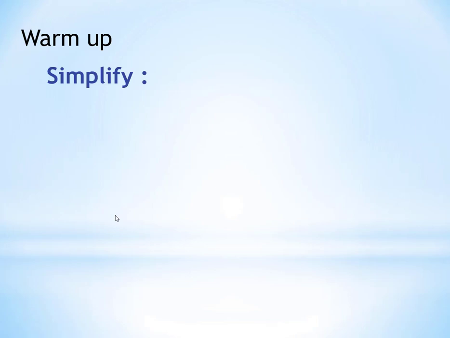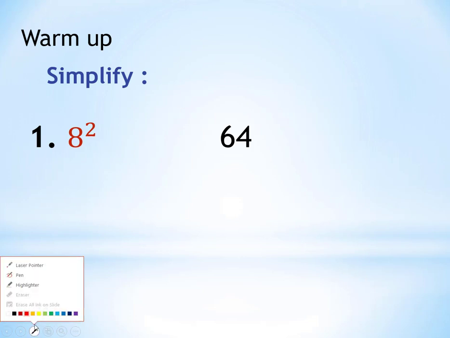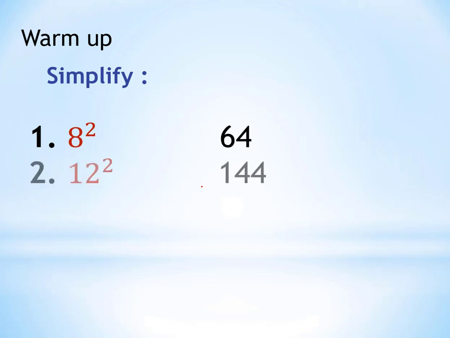I want you to simplify this. 8 to the power 2. 8 to the power 2 equals what? What is the meaning of 8 to the power 2? 8 to the power 2 means 8 times 8, as we learned in the power lesson. So 8 to the power 2 equals 64. Okay, let's see the next.